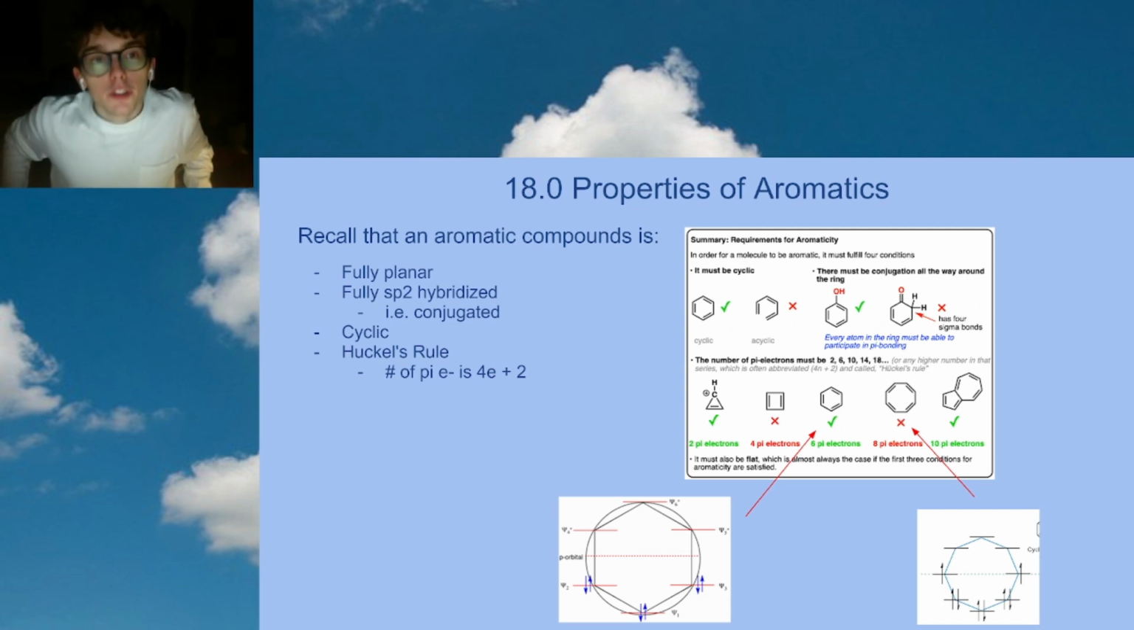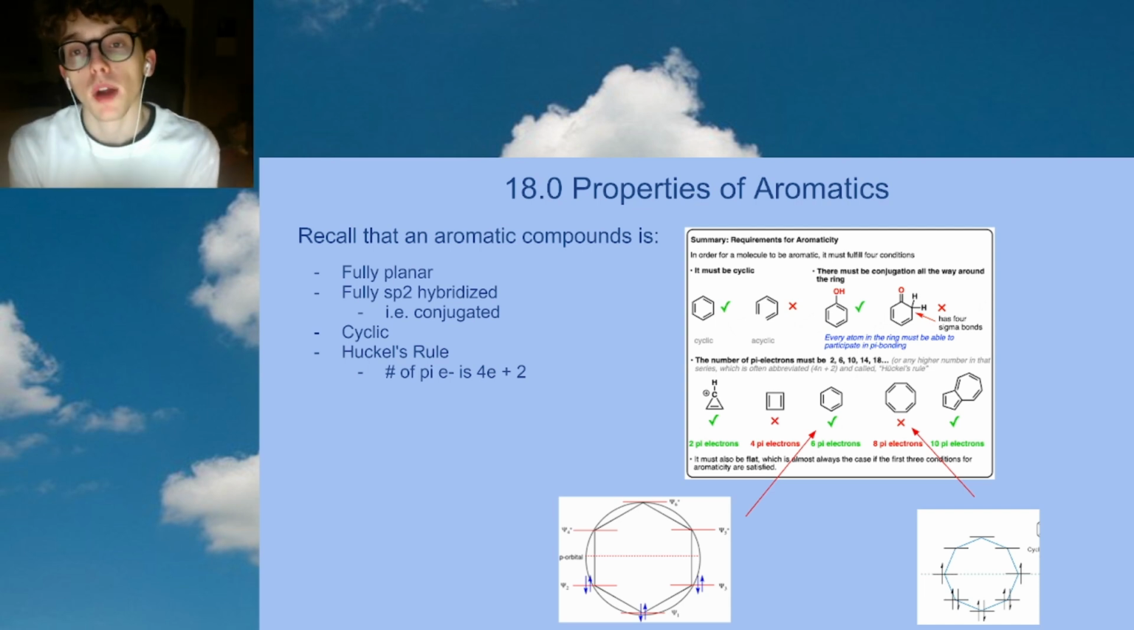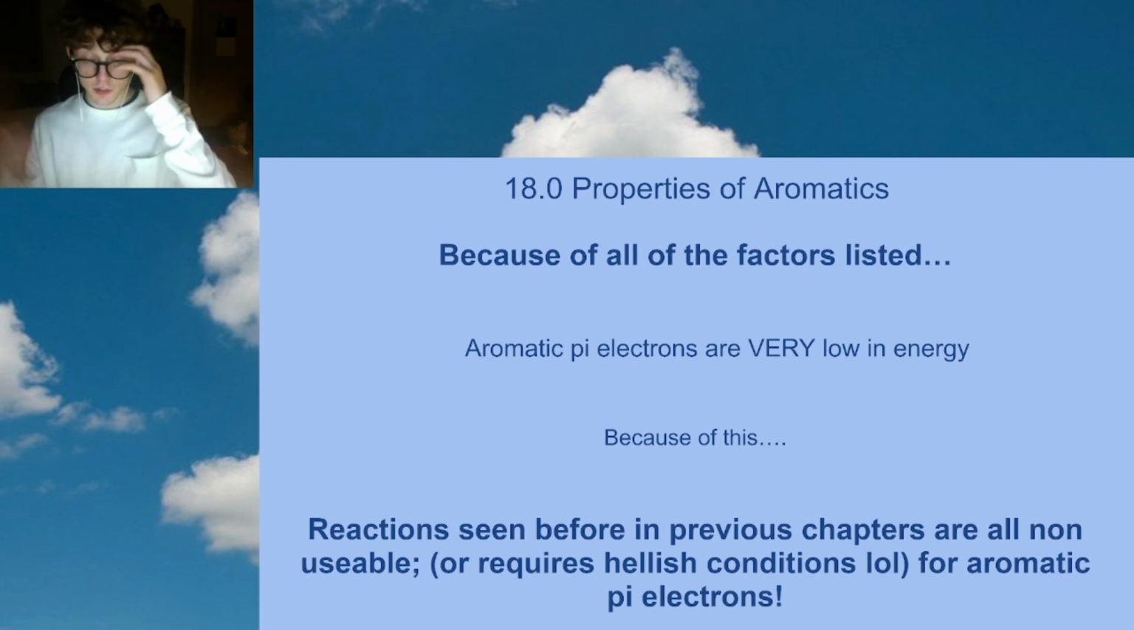Alright, let's get right into it. We're going to start in this video with the properties of aromatics. Recall that an aromatic compound is fully planar, fully sp2 hybridized, meaning it has conjugation, right? It needs to be cyclic in nature, it can't be linear, and it needs to follow Hückel's rule, which is the pi electrons in total need to satisfy the rule 4n plus 2 electrons. Alright. And because of all these factors that we listed, it's important to point out that aromatic pi electrons are very low in energy. They're very stable.